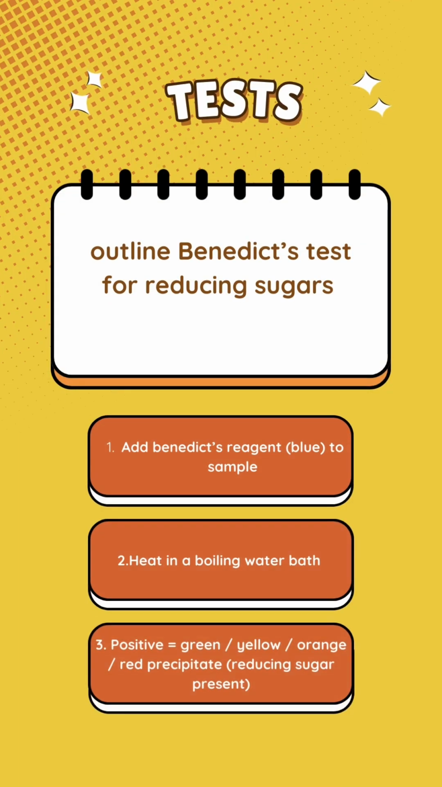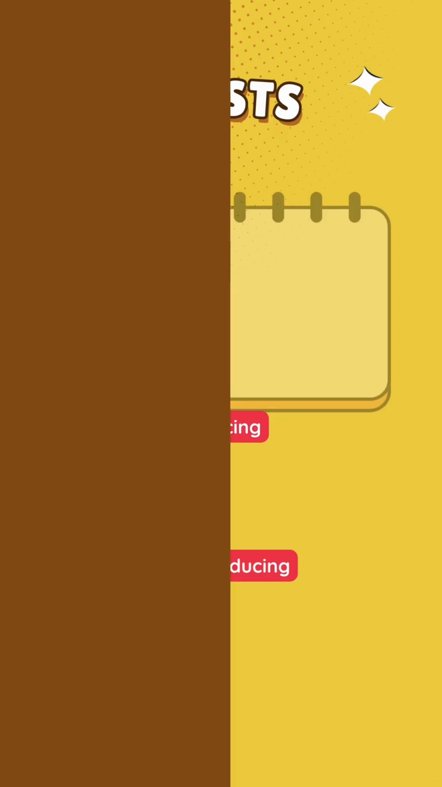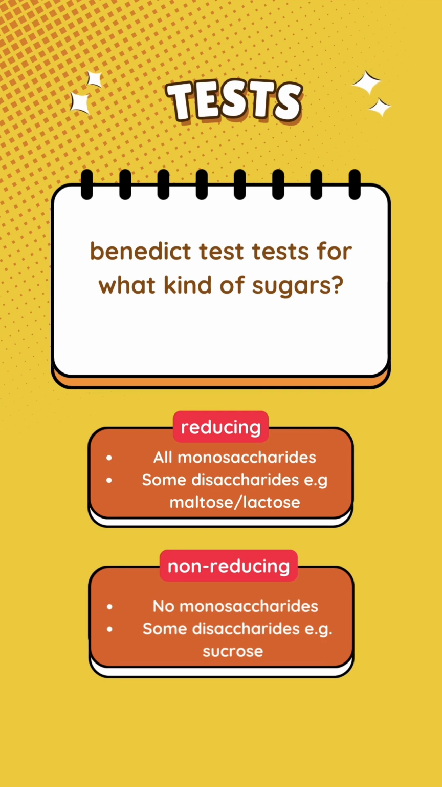To test for reducing sugars, start by adding Benedict's reagent to the sample, then heat it in a boiling water bath. A positive result will be a green, yellow, orange or red precipitate, therefore reducing sugar is present. The Benedict's test for reducing sugars tests for all monosaccharides and some disaccharides. The non-reducing test tests for no monosaccharides and some disaccharides.